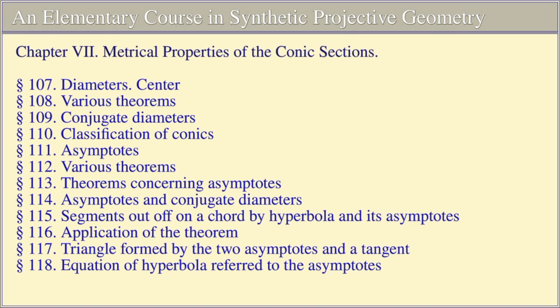Section 114, Asymptotes and Conjugate Diameters. Section 115, Segments cut off on a chord by hyperbola and its asymptotes. Section 116, Application of the theorem. Section 117, Triangle formed by the two asymptotes and a tangent. Section 118, Equation of hyperbola referred to the asymptotes.